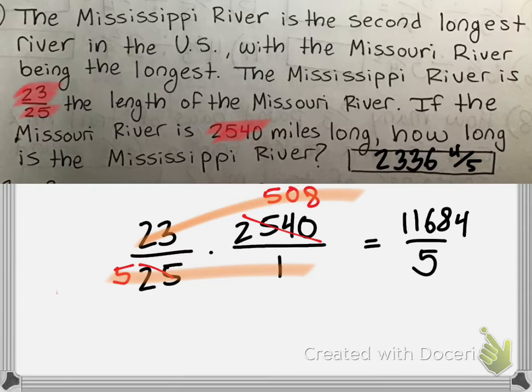Let's think about this too. Does this answer make sense? We know that the Mississippi River is going to be smaller than the Missouri River. Is this answer smaller than the Missouri River? Does this make sense? What do we think, Kayla? Does it make sense? Yes, because why?